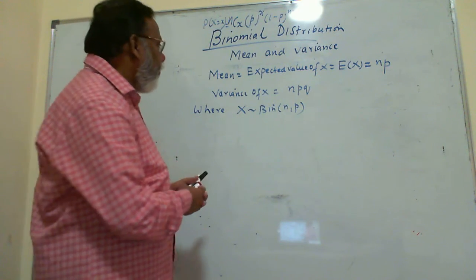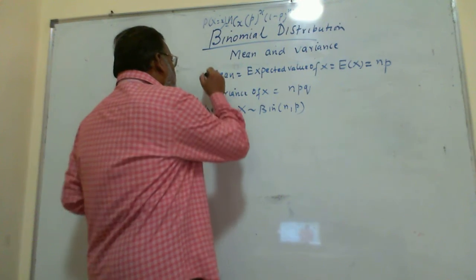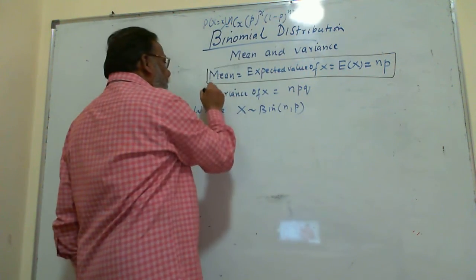So it is different from our discrete random variable, and this is especially for the binomial distribution only. We have not done any exercise on this formula, so I will take problems to explain how to get these two values.